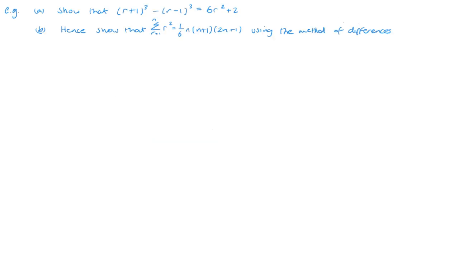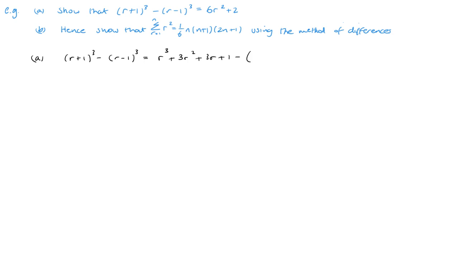So here's my first example. It's actually a past paper question that we're going to have a go at. So first part, show that (r plus 1) cubed minus (r minus 1) cubed is 6r squared plus 2. So let's expand (r plus 1) cubed. That's going to give me r cubed plus 3r squared plus 3r plus 1.